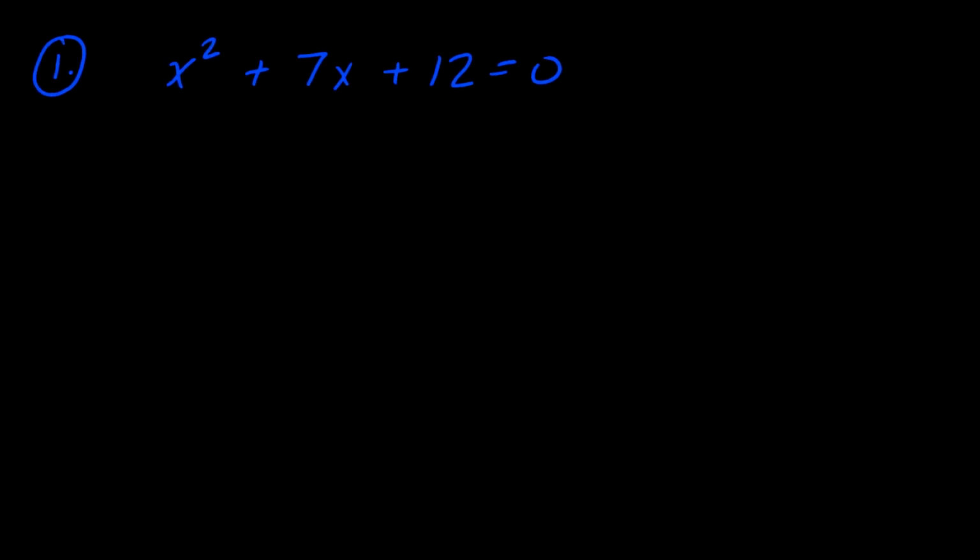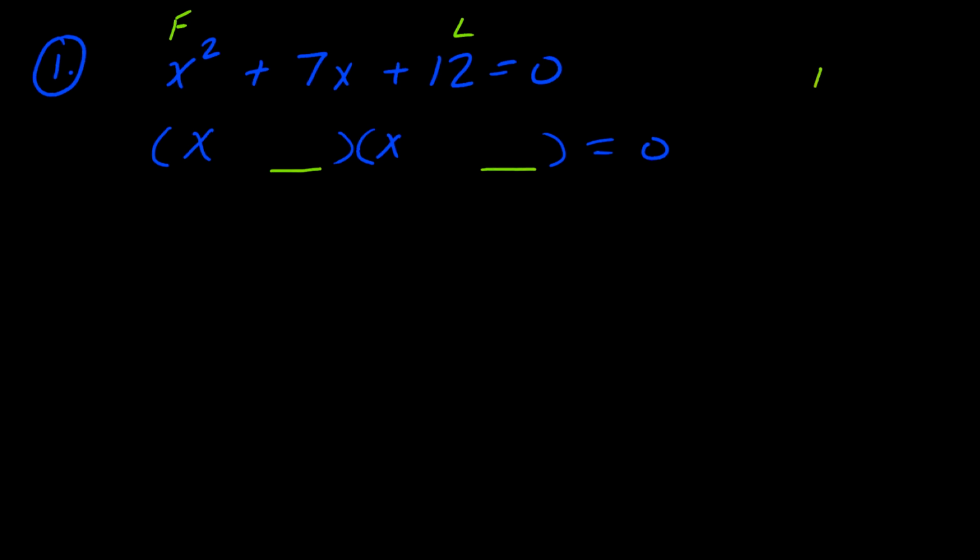Here we have x squared plus 7x plus 12 equals 0. We'll start by setting up our two parentheses, equal to 0. To get x squared, again, it must be x and x. So now, that was our first term. When you look at 12, your last term comes from multiplying the numbers in these two positions here.